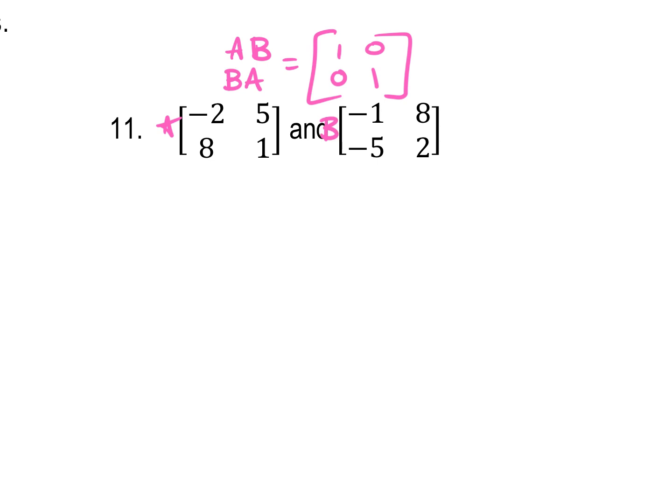So let's multiply. In A, we're going to move in rows, and in B, we're going to move in columns. So starting with our first row, first column, -2 times -1 would be 2. 5 times -5 is -25. 2 minus 25 would be -23.